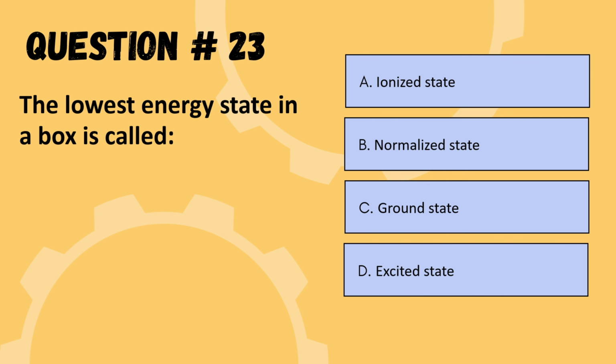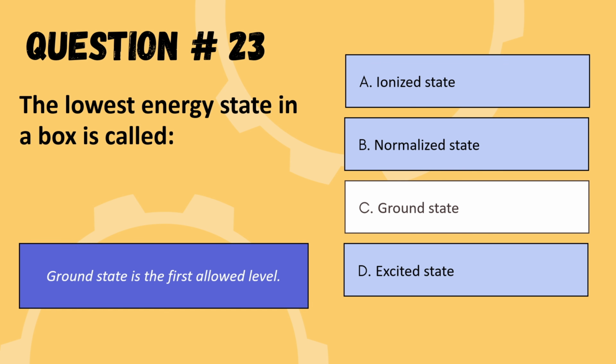Next question is the lowest energy state in a box is called. Options are ionized state, normalized state, ground state, or excited state. So the correct option is option C, ground state. So we are moving to the next question.